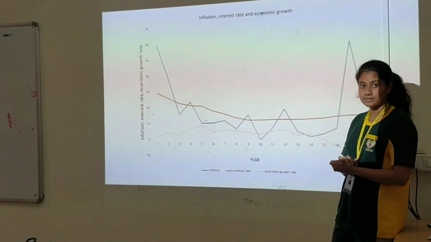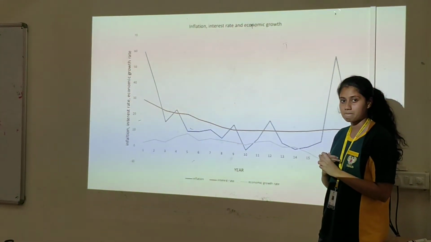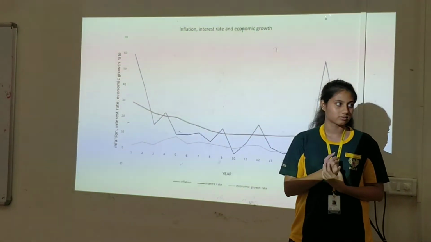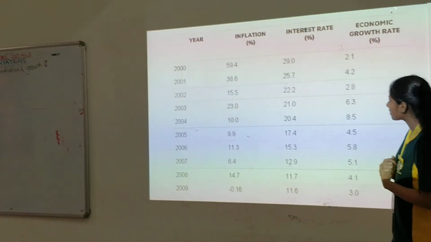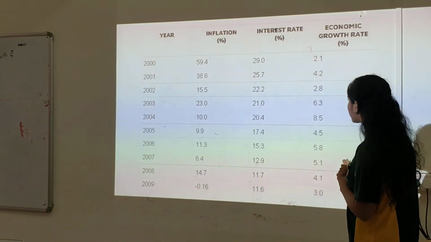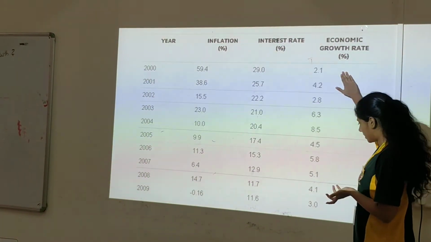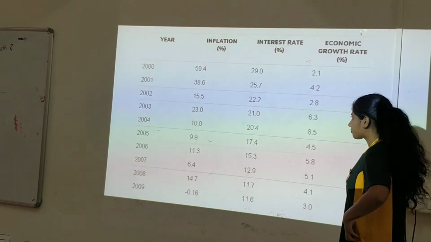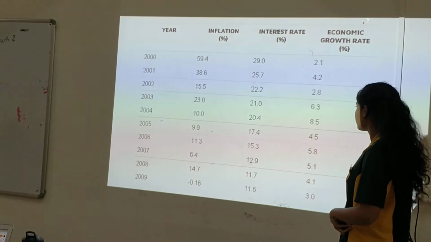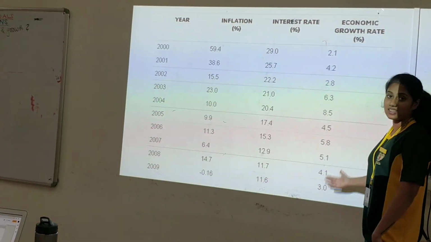But simultaneously, explain what happened when inflation is under control. What was the economic growth? Explain that also along with that. So over here, when inflation was maximum, economic growth is minimum. Now explain the relationship between interest rate and economic growth. When interest rate was reduced, what happened to economic growth? Interest rate was reduced and the economic growth is increasing.